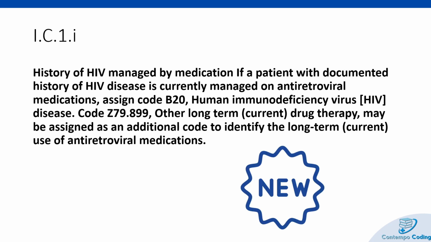Now, this guideline, this is for Chapter 1, which is our infectious disease codes, and this is new. So 1C1I, history of HIV managed by medication. If a patient with documented history of HIV disease is currently managed on an antiretroviral medications, we assign code B20, which is our HIV code, and then we assign code Z79.899, other long-term current drug therapy, and that would be assigned as an additional code to identify the long-term antiretroviral medication. That is a brand new guideline for 2022. Will take effect October 1st of 2022.